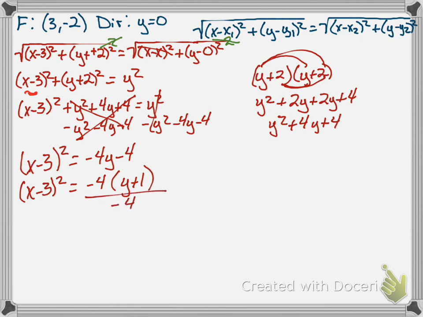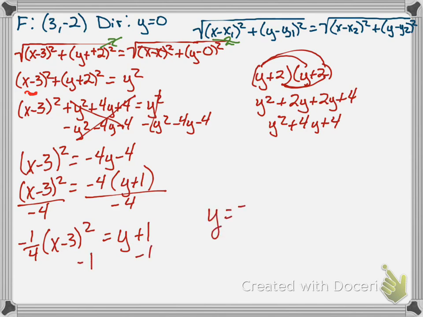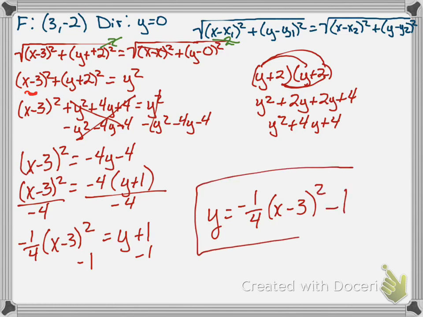I'm going to divide by negative 4. So now my a is negative 1/4. (x minus 3) squared is y plus 1. I'll subtract the 1. So we end up with y is negative 1/4 (x minus 3) squared minus 1. Now, that gives me a vertex at (3, negative 1).